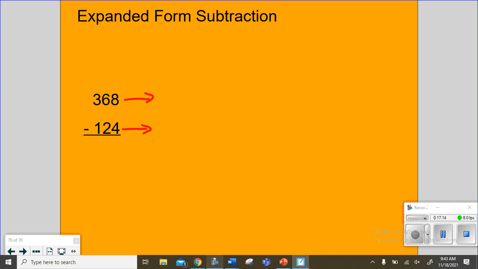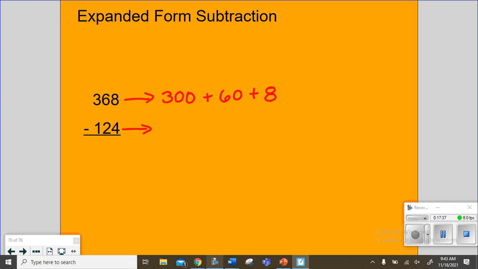It is really important that we line up our hundreds above our hundreds, our tens above our tens, and our ones above our ones. So we're going to go ahead and do 368. I know you already know how to do expanded form. I don't think I need to stop and go over that.